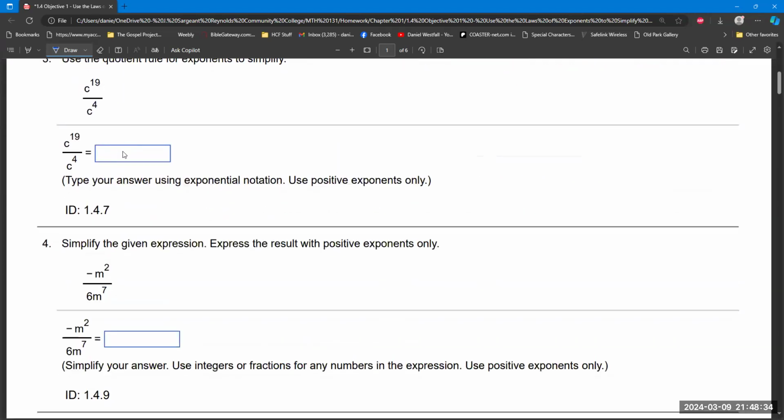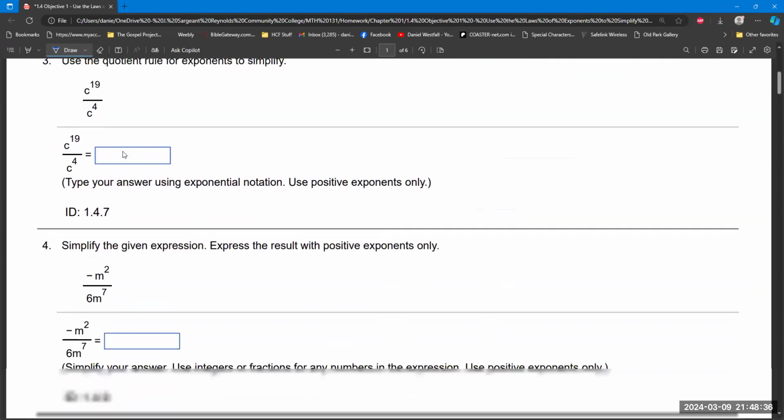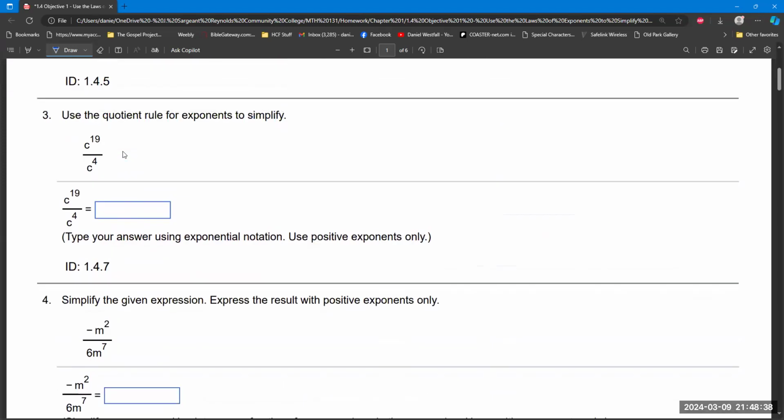Now when we divide like bases, we're going to subtract the exponents. So we have c to the 19 minus 4, which is c to the 15th.